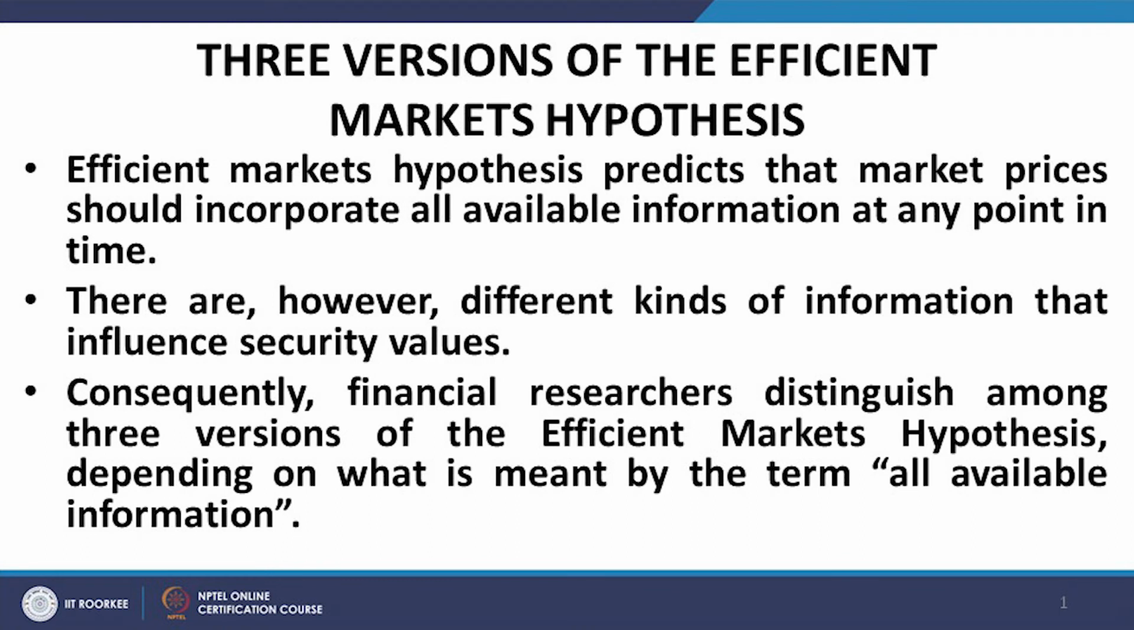The three versions of the efficient market hypothesis. Now, the efficient market hypothesis, EMH, predicts that market prices should incorporate all available information at any point in time. Based on what we exactly mean by available information, the EMH has been classified into three forms: the weak form, the semi-strong form and the strong form.